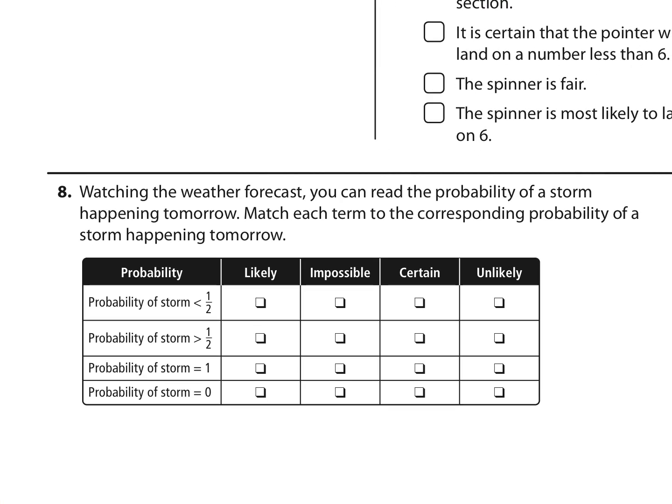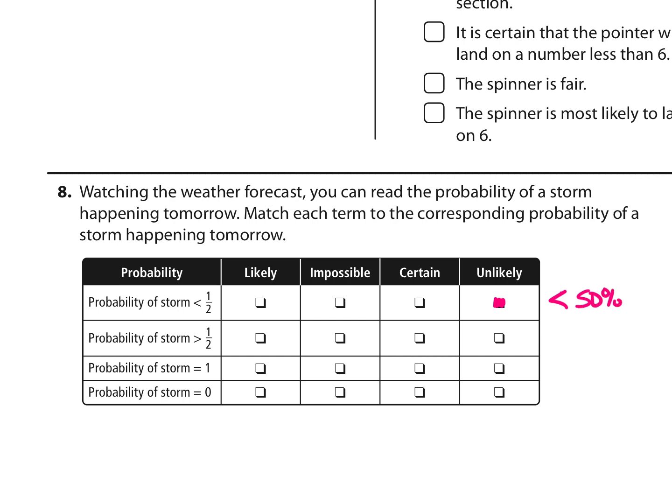During the weather forecast, you can read the probability of a storm happening tomorrow. Match each term to the corresponding probability of a storm happening tomorrow. The first one says the probability of a storm is less than half. That means it could happen, but it's less than a 50% chance, so it's unlikely. We could say it's less than 50%.